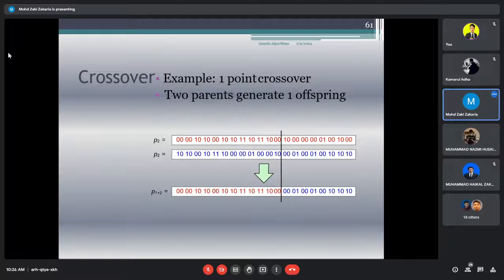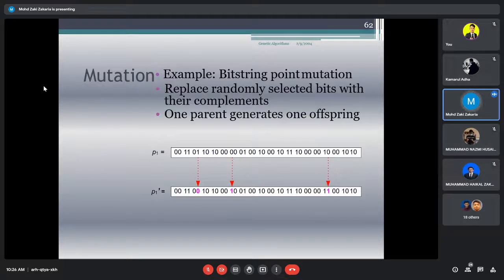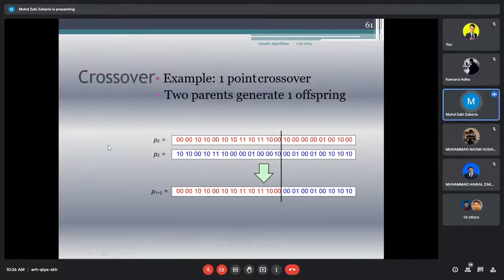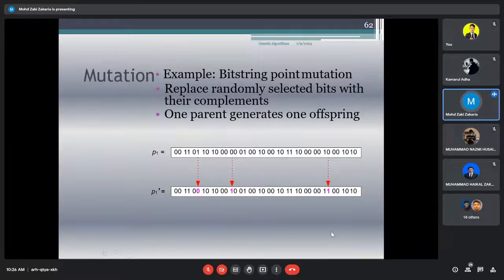No need, right? Mutation is by random, and this crossover is also by random. The point to crossover is random. This point is random, so we can random, or we can do it at this point, or at this point. It depends on the computer, how you define the program. The mutation we also do by random. Okay, random also.